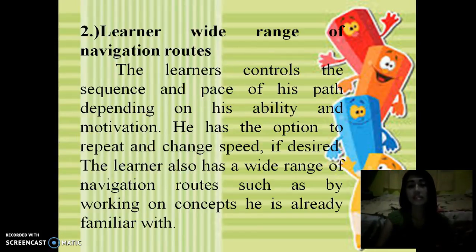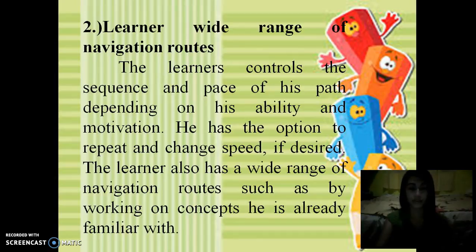The next is the learner's wide range of navigation routes. The learner controls the sequence and pace of his path depending on his ability and motivation. He has the option to repeat and change speed if desired. The learner also has a wide range of navigation routes, such as by working on concepts he is already familiar with.